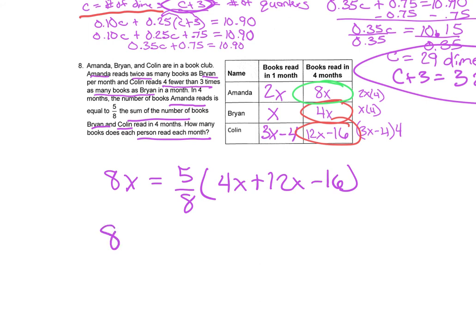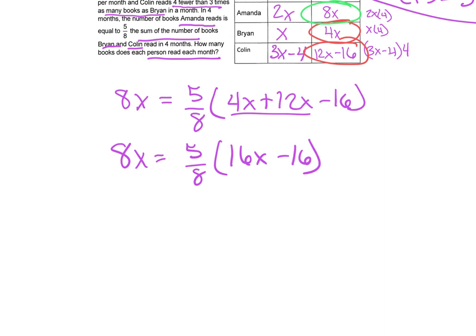Okay, so I'm going to combine like terms. 8x equals, I'm going to still leave this as 5/8. And I'm going to make this 16x minus 16. Okay? So we're going to be working with fractions. It doesn't matter which way you do it. Maybe you want to get rid of the fraction right away. Take this times 8/5.